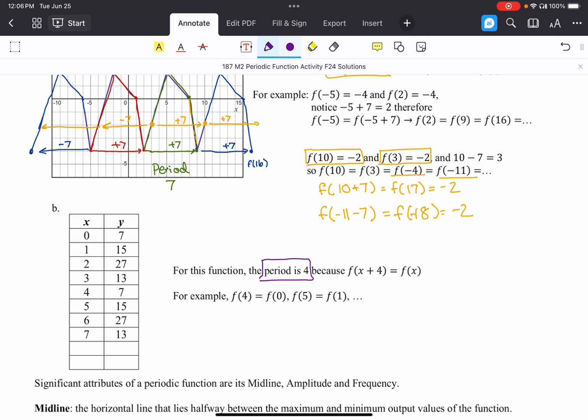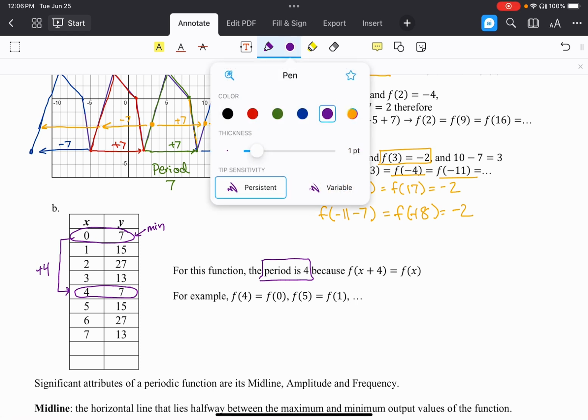And so just looking quickly at my outputs, I notice 7 here is the minimum. And I'm going to look, okay, when does the table hit the minimum again? And I notice they hit the minimum again down here at 7. And remember, periods are a difference in our domains, a change in our input values. This has increased 4, and that's where that period of 4 comes in.